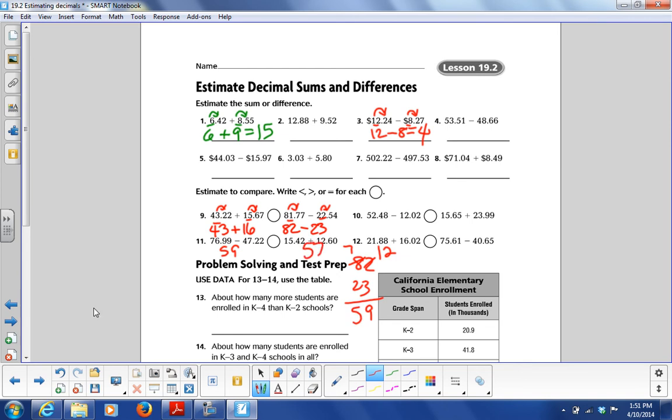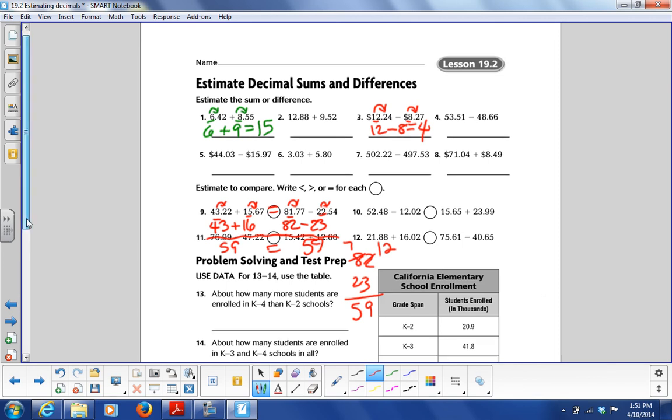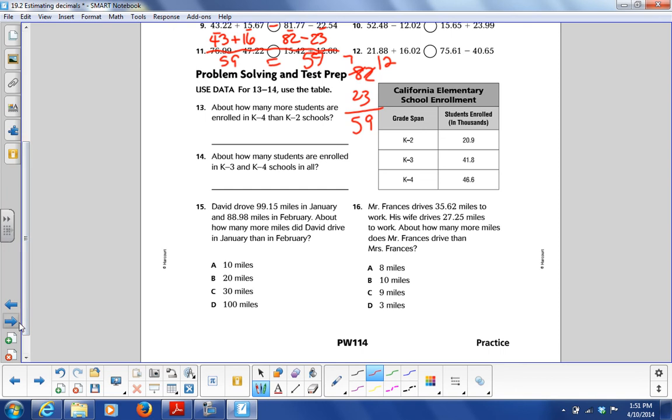So what does this tell me? It's equal. 59 is equal to 59. Just ignore this for the time being. 59 is equal to 59. Alright, so that's what you're going to do with that. Same thing with the rest of them on 12. So solve those out using estimation, rounding.